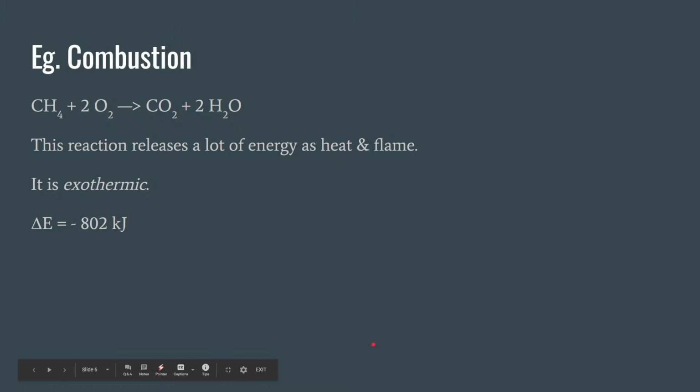So, look at, for example, combustion. Here we have methane combining with oxygen to make CO2 and H2O. This is an exothermic reaction. It releases a lot of energy as heat and flame. The change in energy is negative. So, negative sign right there. So it's negative 802 kilojoules. So if you burn 1 mole of methane, you will release into the surroundings 802 kilojoules of energy. Okay. So the methane is high in potential energy, and when you burn it, it releases that potential energy into the surroundings. Okay, so that is what that negative sign means there for the change in energy for this reaction.